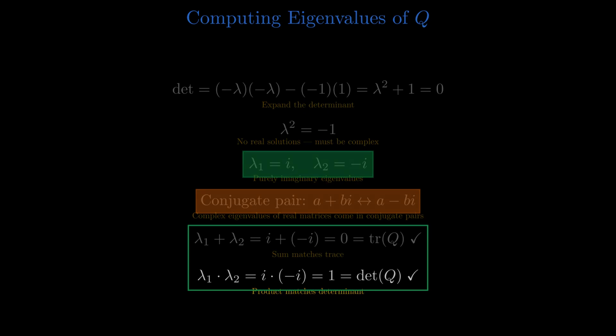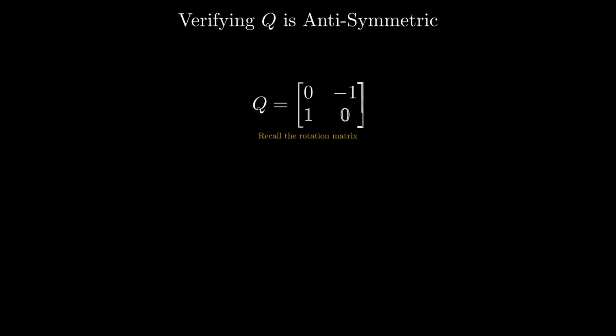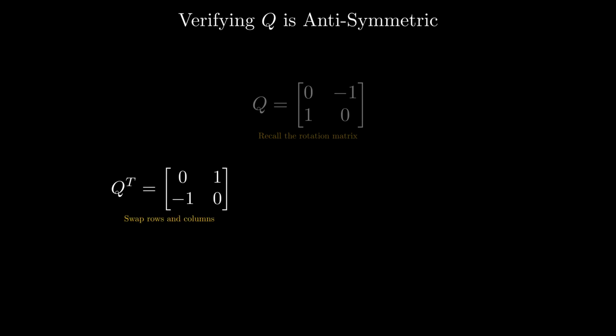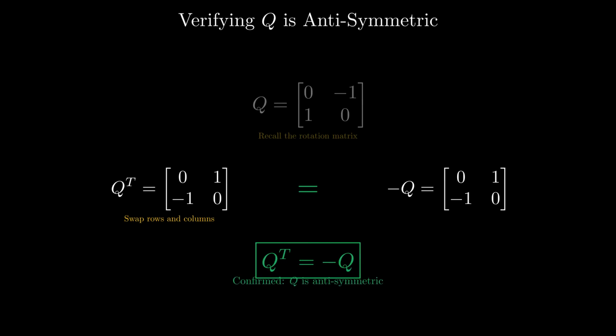Both checks pass. The rotation matrix Q is anti-symmetric, meaning its transpose equals -Q. Let's verify this. To transpose Q, we swap its rows and columns. Q equals 0, -1, 1, 0. Swapping rows and columns gives us Q transpose equals 0, 1, -1, 0. Now compare this to -Q, which is also 0, 1, -1, 0. They match exactly. Q transpose equals -Q, confirming that Q is anti-symmetric. This structure is what predicts the imaginary eigenvalues we found earlier.